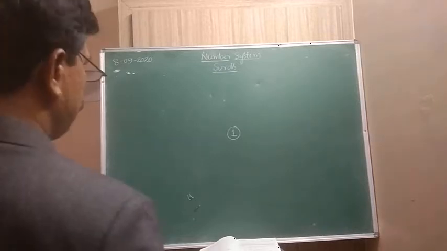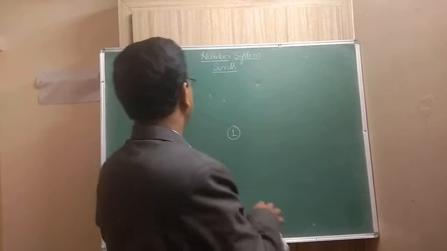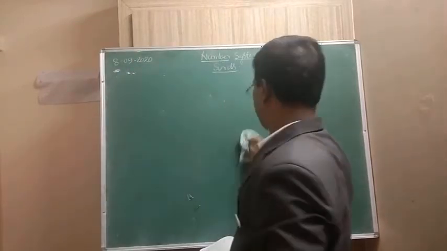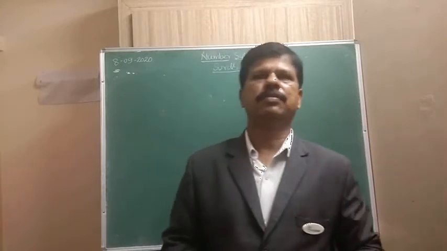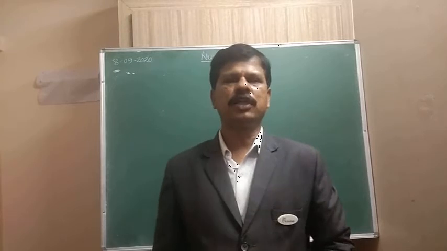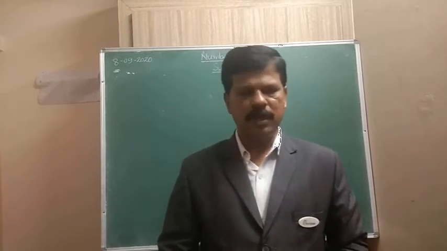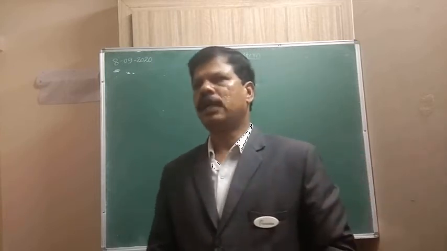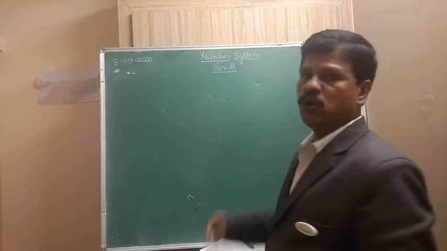In the last class I explained the number system, in that, surds. Okay, so you know that a surd is an irrational root of a rational number. Irrational root of a rational number. I told you to write the 20 square numbers and also their square roots.